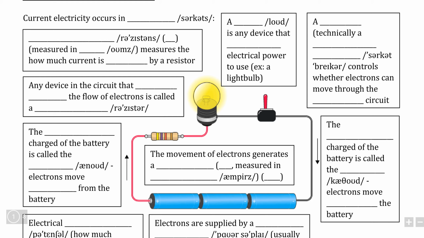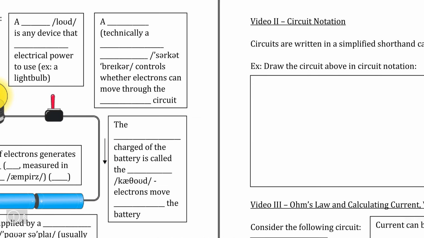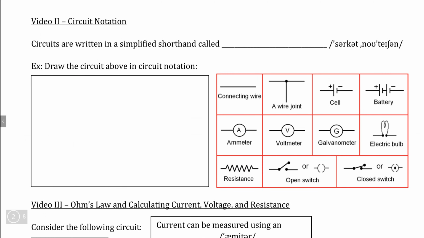Now, this is a fairly simple circuit, but as circuits get more complicated, if we were to actually draw out the structure of more complicated circuits, we can see how this would become very cumbersome. So in this video, we're going to take a look at a simplified notation system that we can use to represent circuits, which is, not surprisingly, what we call circuit notation.